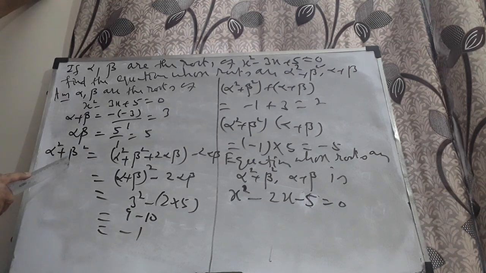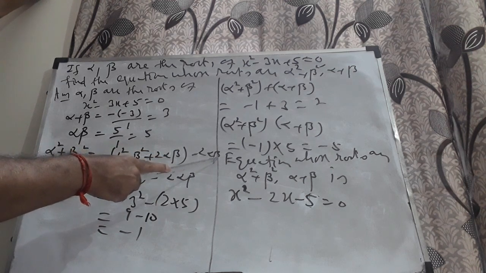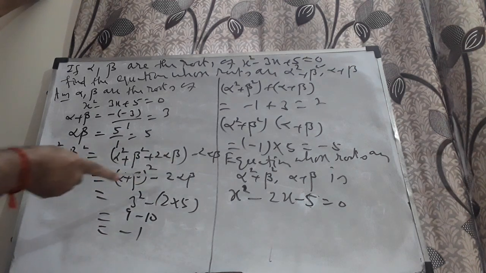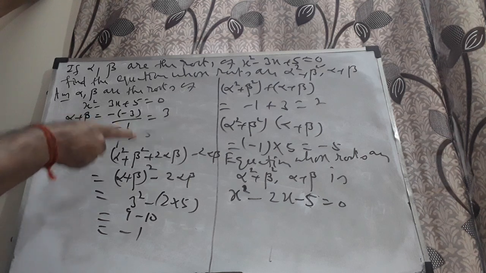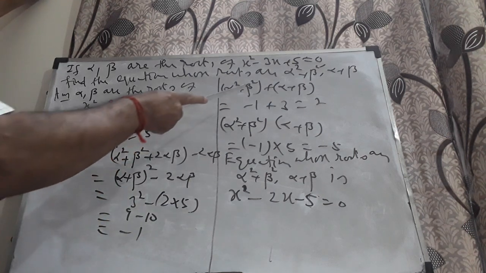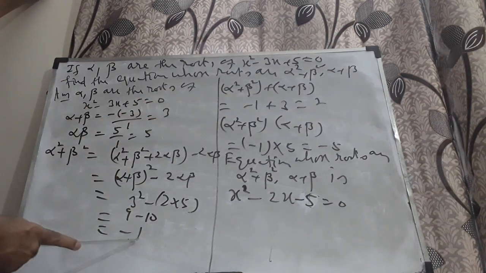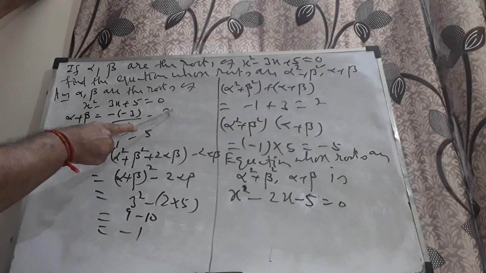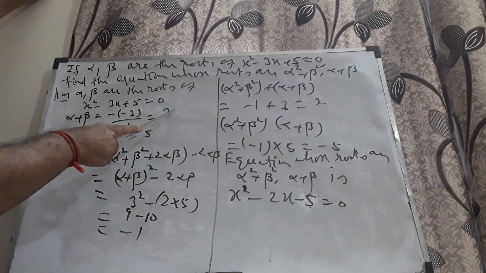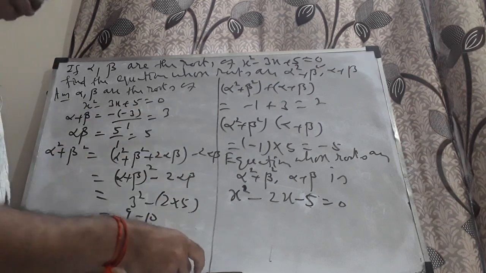Alpha square plus beta square, how do you get it? Add 2 alpha beta and subtract 2 alpha beta. I need it, therefore I do. It is alpha plus beta whole square minus 2 alpha beta. 3 square minus 2 into 5. 9 minus 10, which is minus 1. Therefore, the sum of alpha square plus beta square and alpha plus beta will be minus 1 plus 3, which is 2.